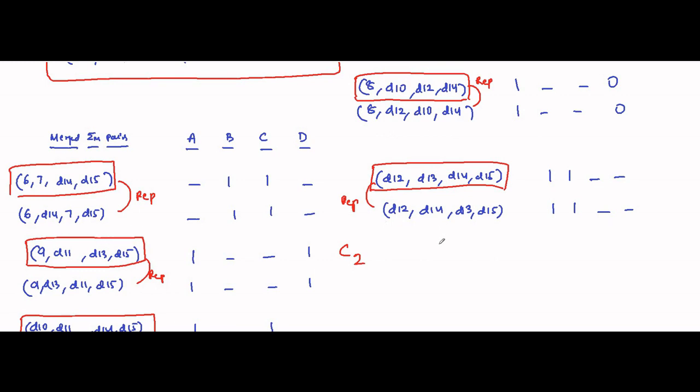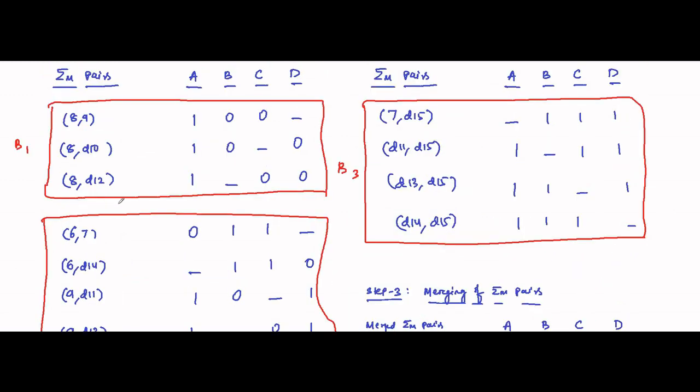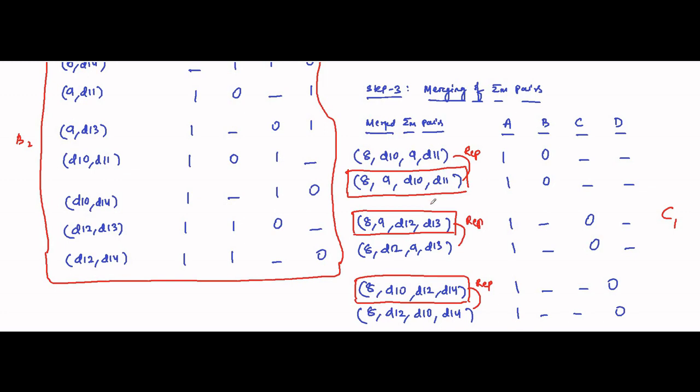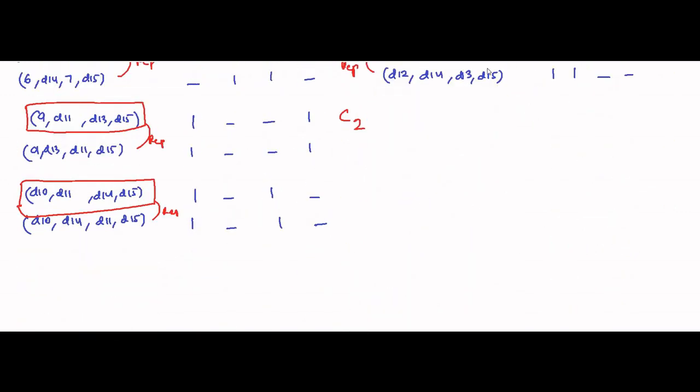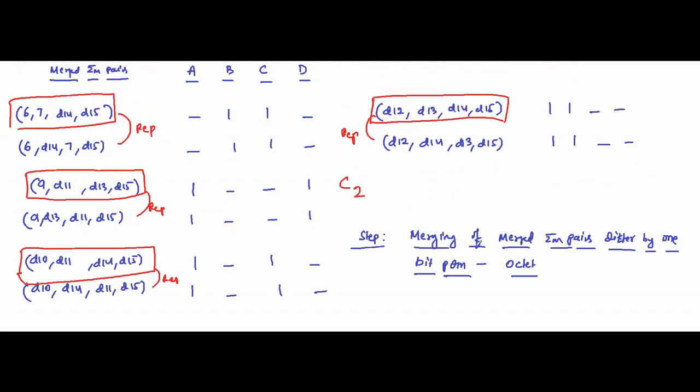Now if you remember, I told you about the correlation between the K-map and the QMT method: the minterm pairs are similar to pairs in the K-map. The merged minterm pairs consisting of 4 minterms are similar to the formation of a quad. And then there is another concept, which is merging of merged minterm pairs which differ by 1 bit position. This is similar to the formation of an octet. Minterm pairs are pairs, merged minterm pairs are quads, and merging of merged minterm pairs is the formation of an octet. So why have I brought this concept here?